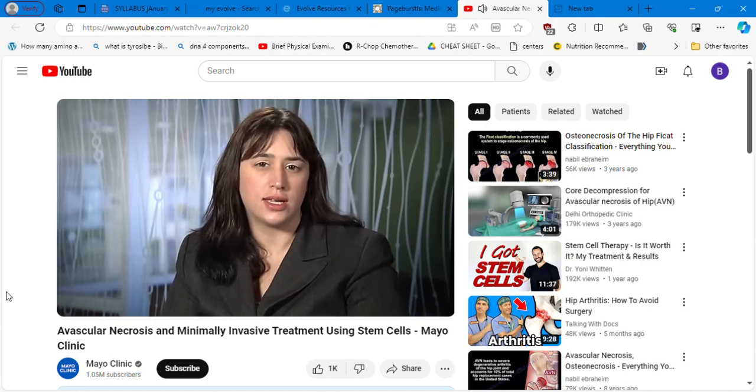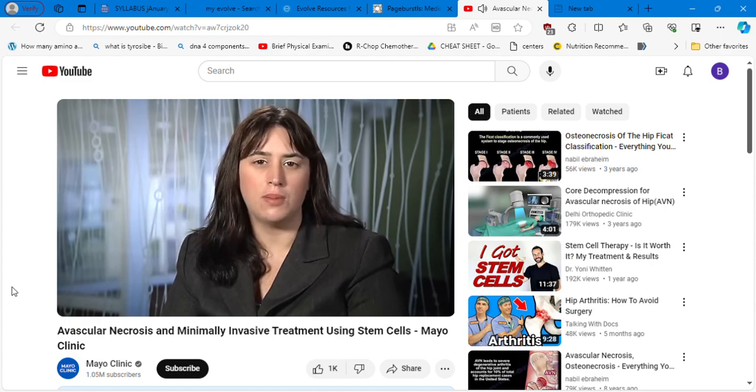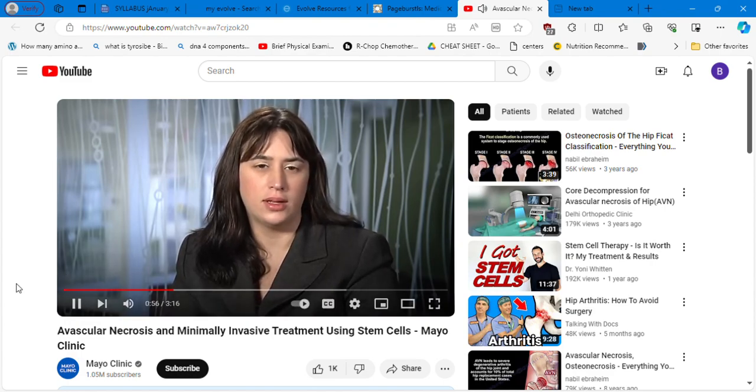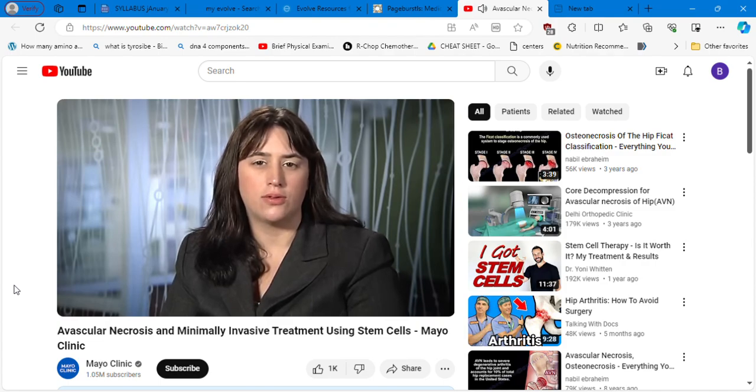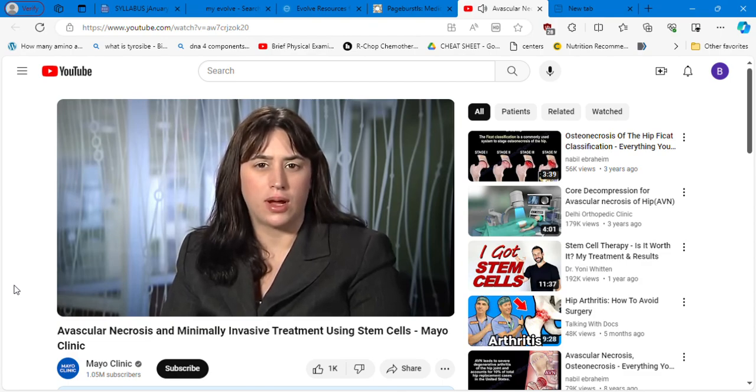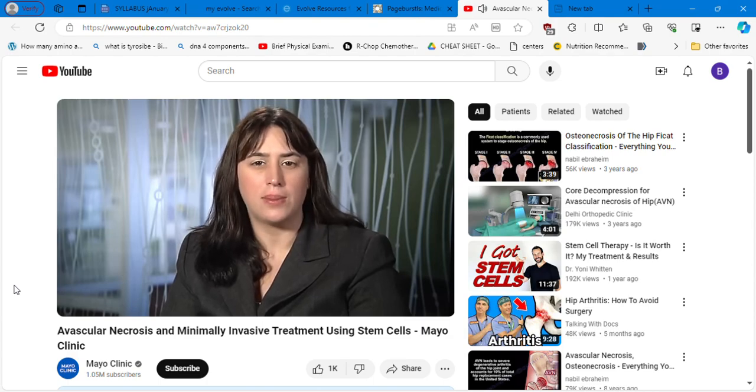There are 4 stages of avascular necrosis, 1 through 4, with 1 demonstrating minimal to no changes on X-ray, but we can often see it on MRI. And then stages 2, 3, and 4 we can see on X-ray and confirm on MRI. As you go through the staging, the disease gets worse and the hip can collapse at stage 4, which leads to a hip replacement.